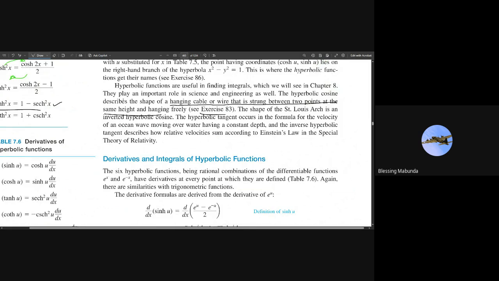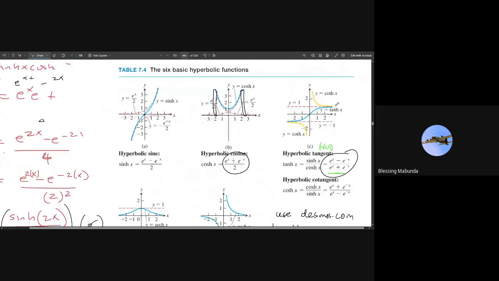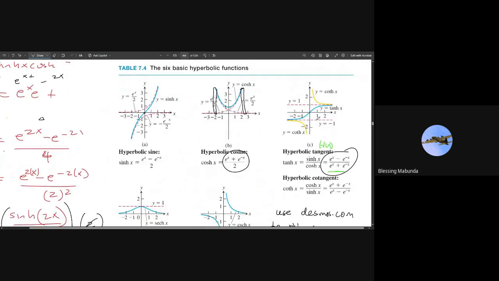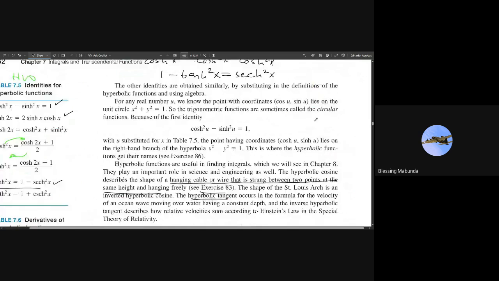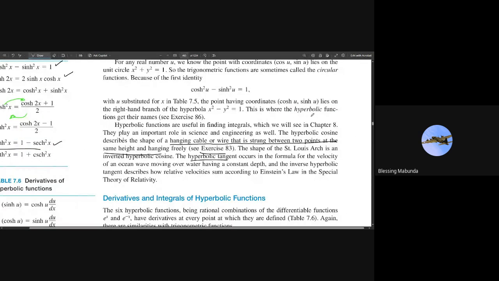The shape of the St. Louis arch is an inverted hyperbolic cosine, and the hyperbolic tangent occurs in the formula for the velocity of an ocean wave moving over water having a constant depth. So this is it here. The depth needs to be constant.